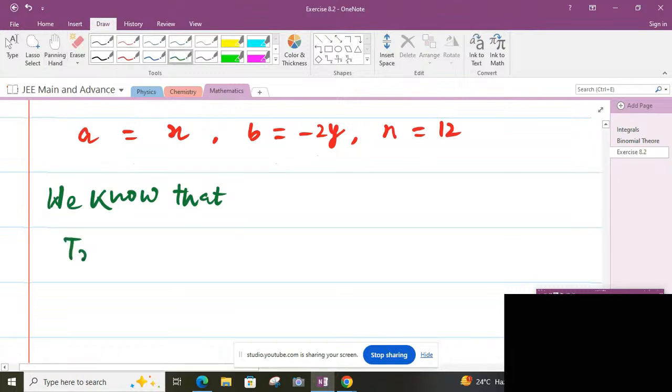T(r+1) equal to nCr into a to the power n minus r into b to the power r. Now putting the value of r, n, a and b.